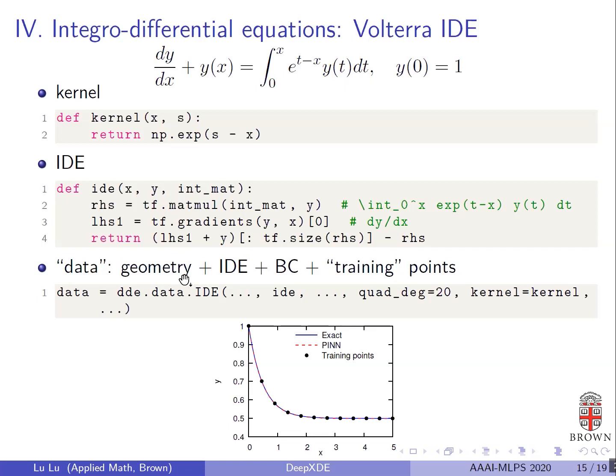And here we also have the data, we have the kernel, we have the IDE. As I mentioned, the software will automatically construct this kernel, or this integration matrix. Inside the software, we use the Gaussian quadrature for the integration, so you need to specify the quadrature degree. For example, we use degree 20. After training, we can see we can successfully solve this Volterra IDE.